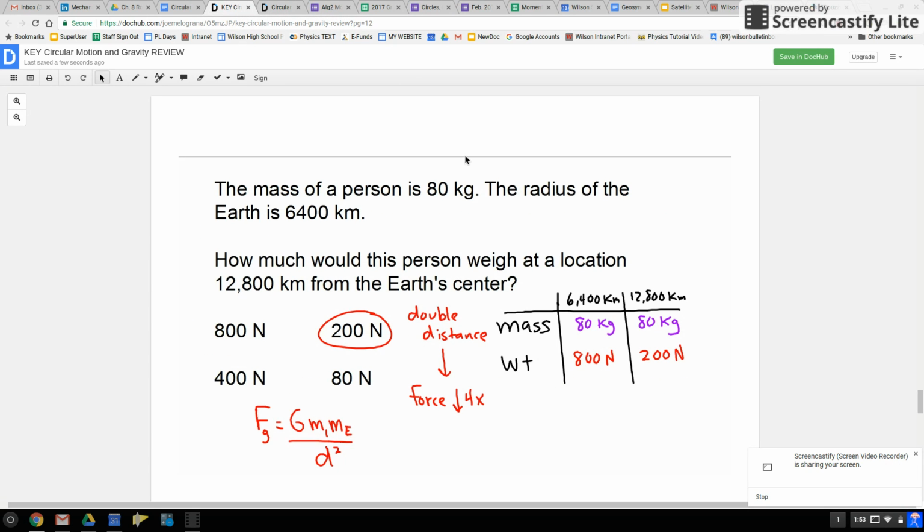Really, this is a ratio question. At either location, the object's mass would still be 80 kilograms, but the weight would change. And we know at the surface of the Earth, the weight would be roughly 800 newtons. But as we move further away, in this case, exactly double the distance, because of the inverse square law, the force of gravity would decrease by 4 times. So this person would only weigh 200 newtons at this particular location.